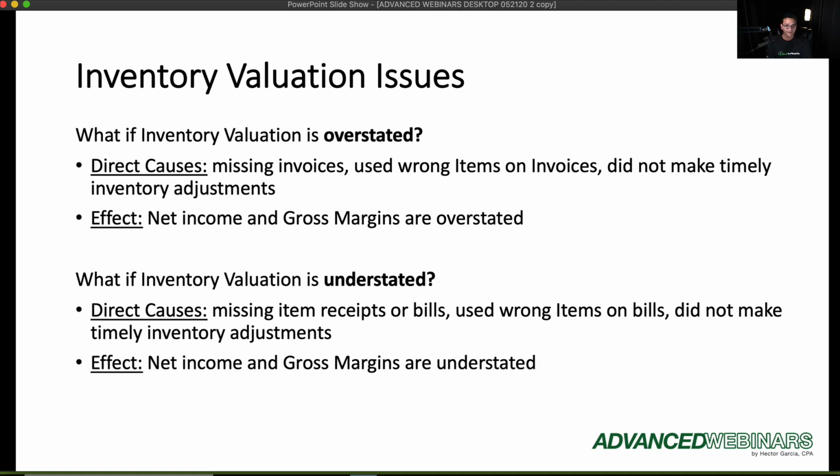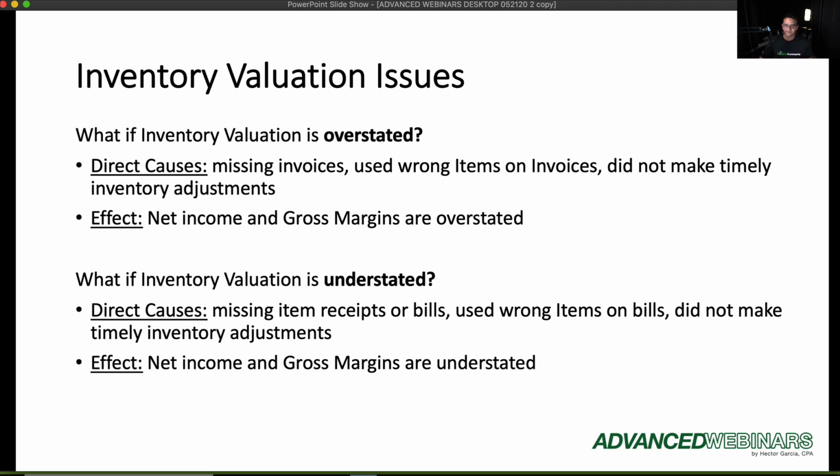Well, you can be having missing invoices that are supposed to reduce that inventory. Maybe you use the wrong item on an invoice, or use a non-inventory part instead of an inventory part on an invoice. I would say those are the two most common direct causes for having inventory overstated, because you're basically missing the transactions that would reduce that inventory. And of course, not making timely adjustments, not adjusting your inventory, could cause your inventory to be overstated. The effect that overstated valuation has is your net income and your gross margins are overstated.